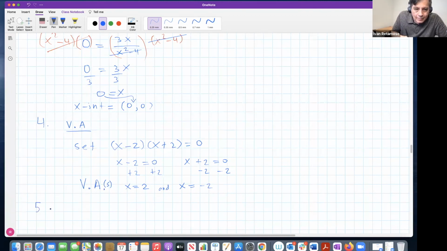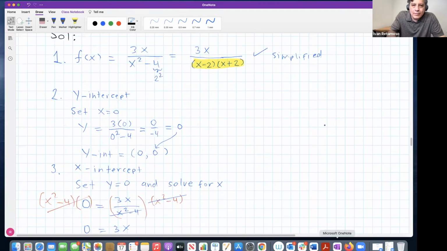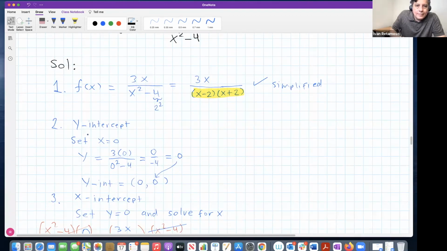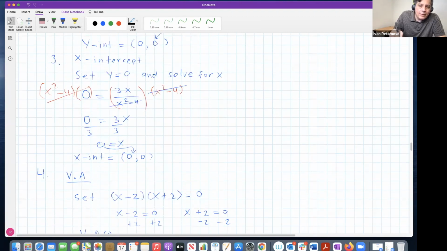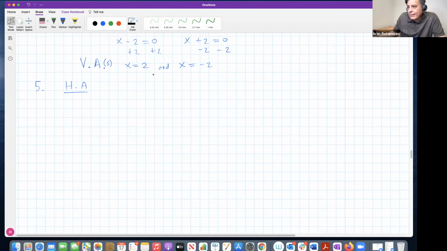Step 5, find your horizontal asymptotes. Remember, for horizontal asymptotes, we have this method. We look at the structure of the rational function: degree 1 here, degree 2 here. It's bottom heavy. And for bottom heavy rational functions, we said that the horizontal asymptote is just y equals 0. Bottom heavy.